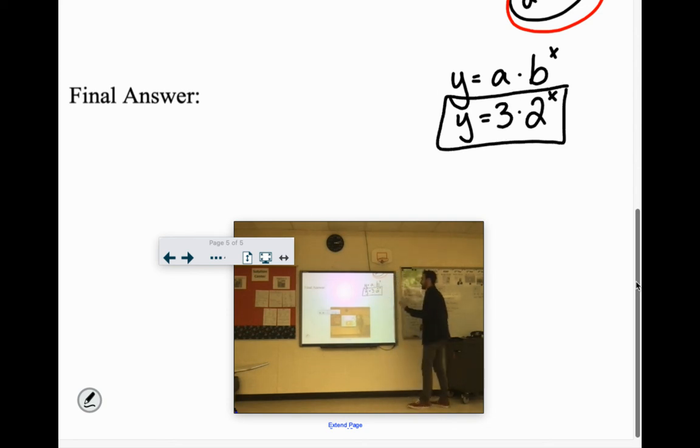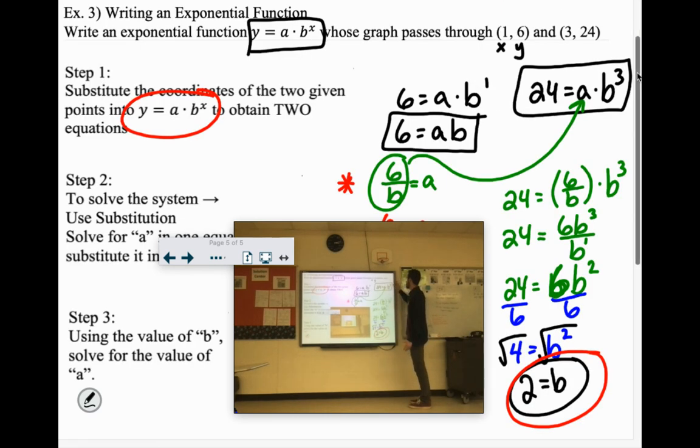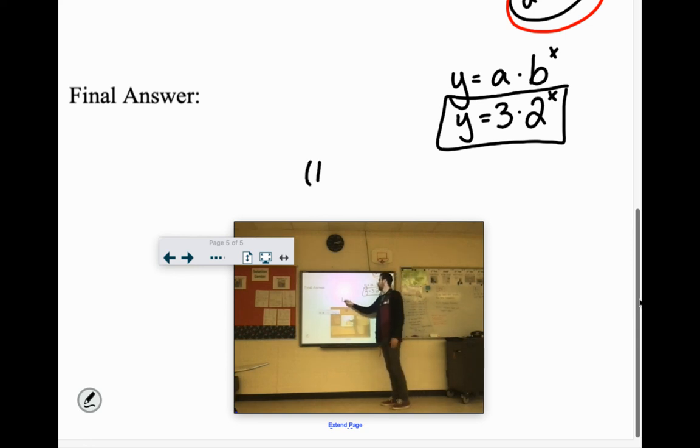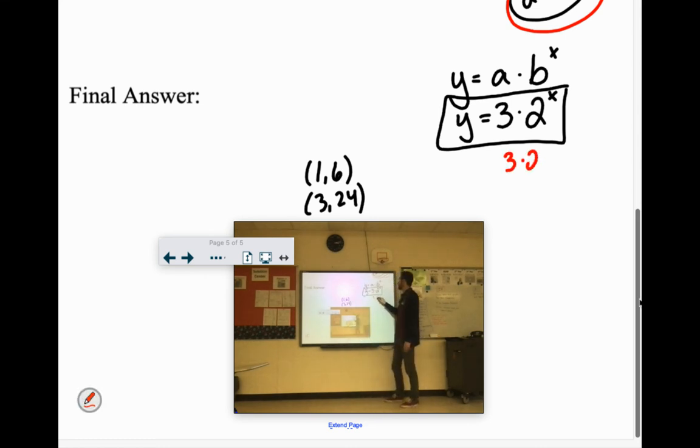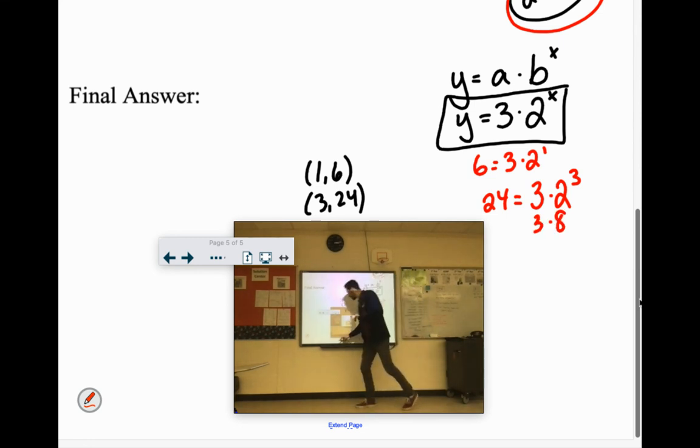Now, if you substitute in either one of the coordinates, it works for this one. Let's see what the coordinates are. 1, 6, and 3, 24. If we tried 1, 6, 2 to the first is 2 times 3 is 6. Great, that works. If we tried 3, 24, it'd be 24 equals 3 times 2 to the x power. 2 to the third is 8, and 3 times 8 gives you 24. So they both work. That's it. We're all done.